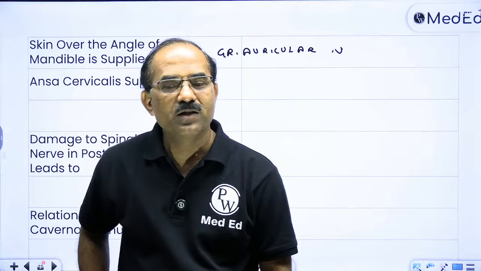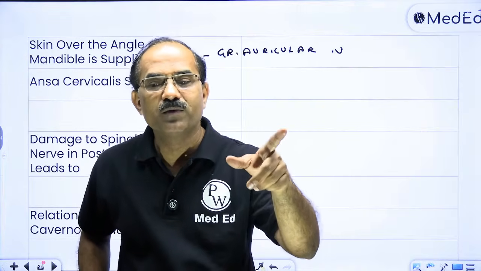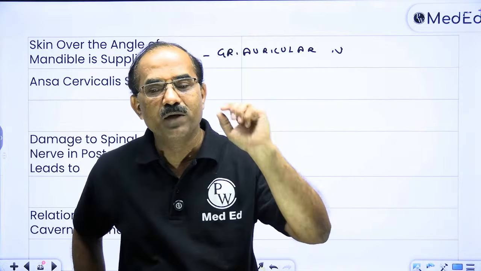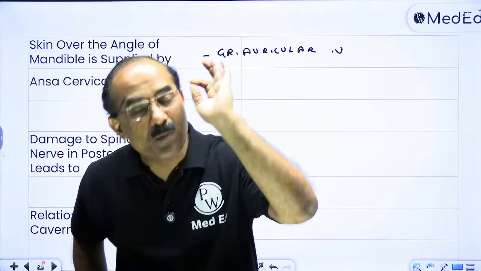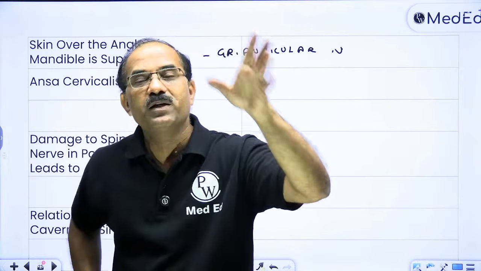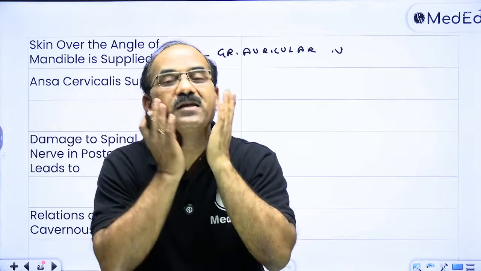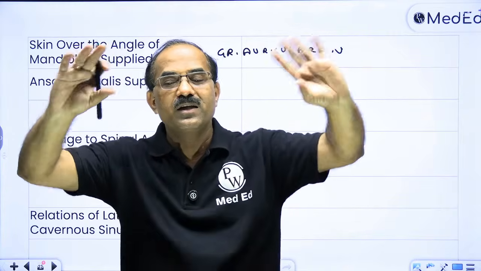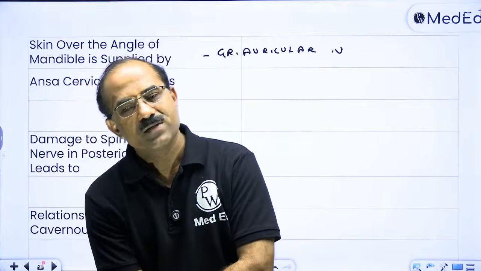अरे बच्चे, marginal mandibular is a branch of facial nerve. It's a motor nerve. वो motor है. अपन sensory बोल रहे हैं, sensory है greater auricular nerve. That's Frei's syndrome. Very good.